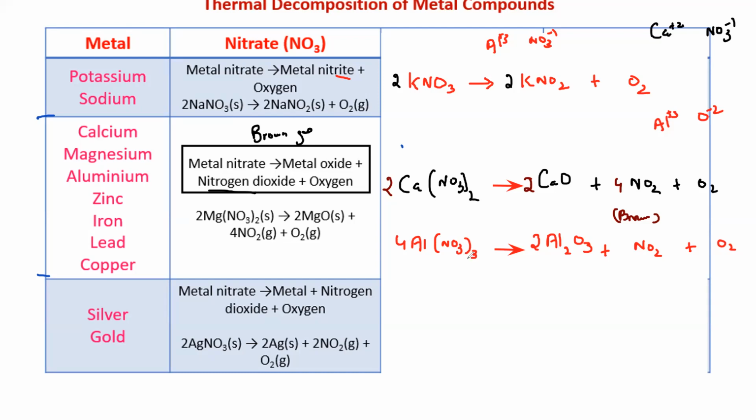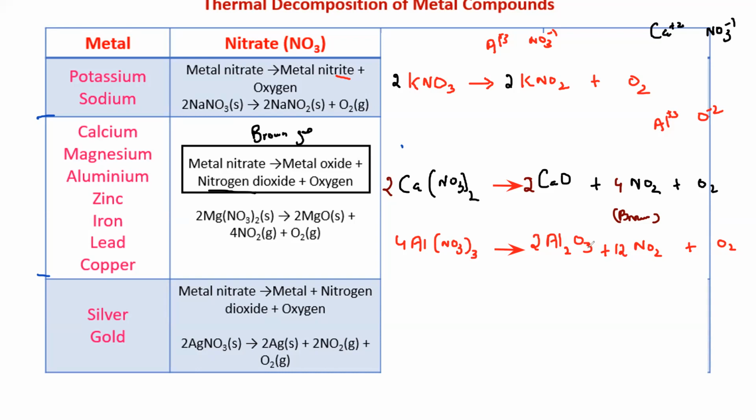Because it is NO3, so this is 3 nitrogen multiplied by 4. So 3 multiplied by 4, that will make 12. So we need 12 nitrogen. If I put 12 here, nitrogen will be balanced. But what about oxygen? 3 multiplied by 3, 9 multiplied by 4, 36. So we need 36 here.